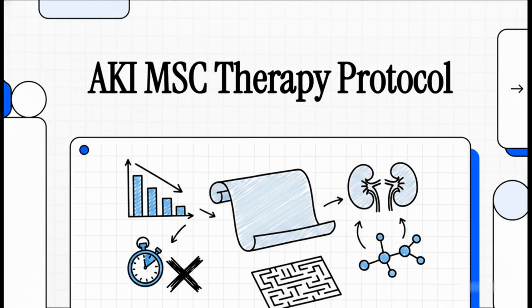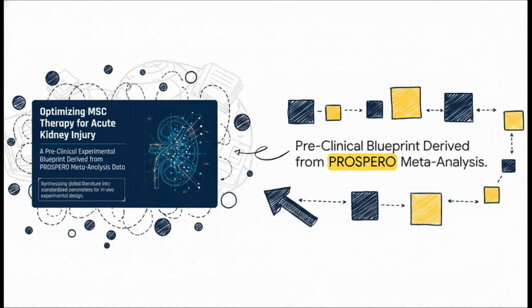We're extracting a highly actionable, standardized blueprint for acute kidney injury, or AKI, straight from a really complex Prospero meta-analysis. We're cutting right through all the guesswork and breaking this crucial data down into a clear, step-by-step explainer. Okay, let's dive right into this.